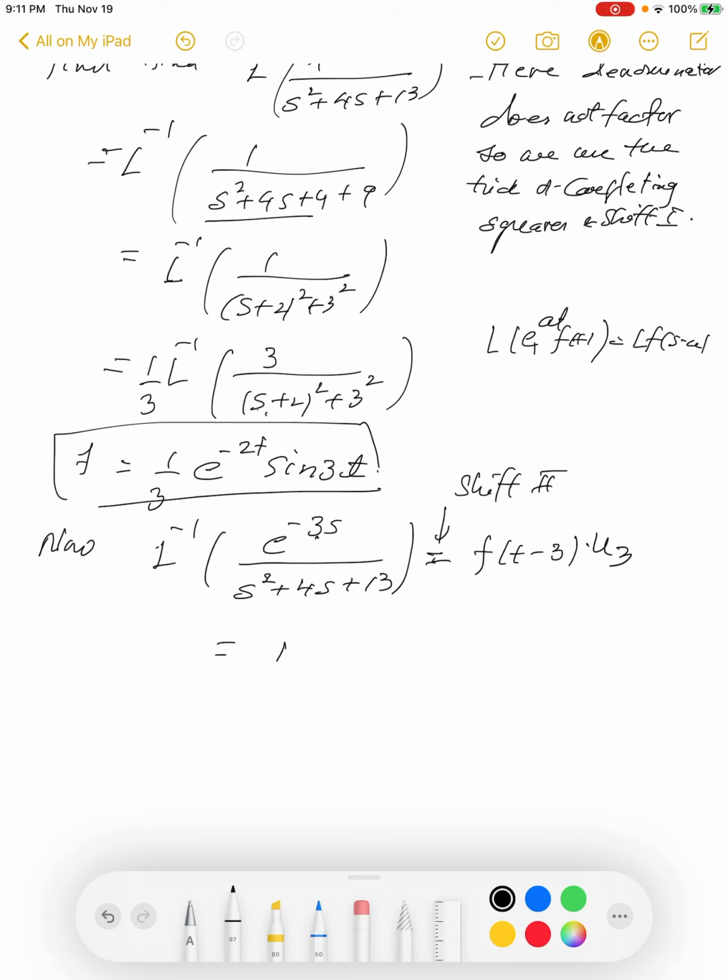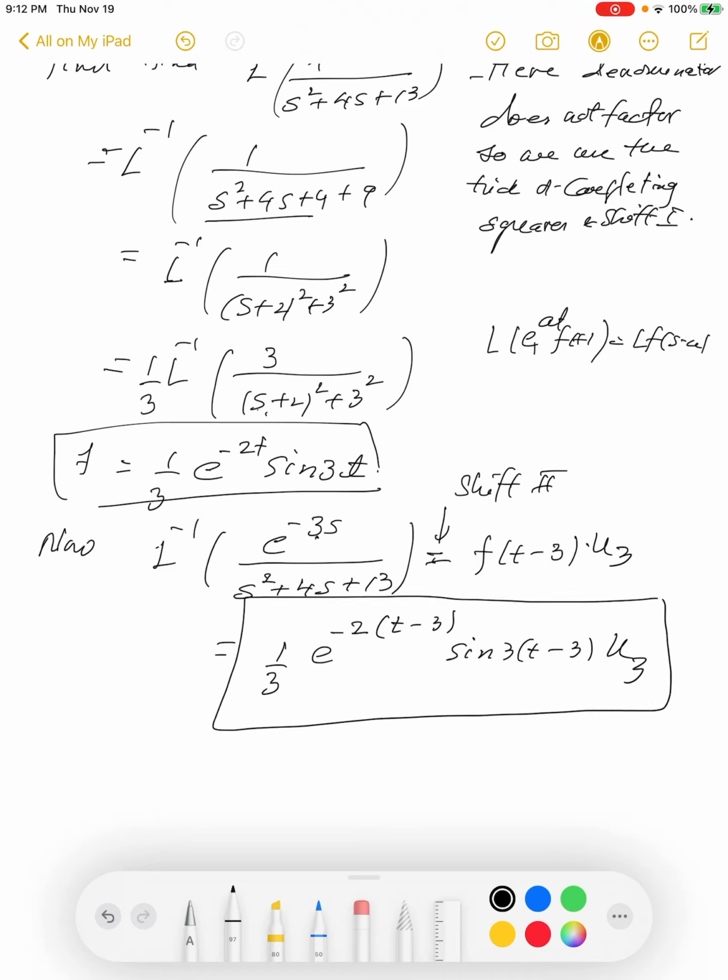So this final answer is going to be 1/3 e to the minus 2, t is replaced by t minus 3, sine of 3 times t minus 3, u3. So that's how you apply shift formula 2. And now you need practice.